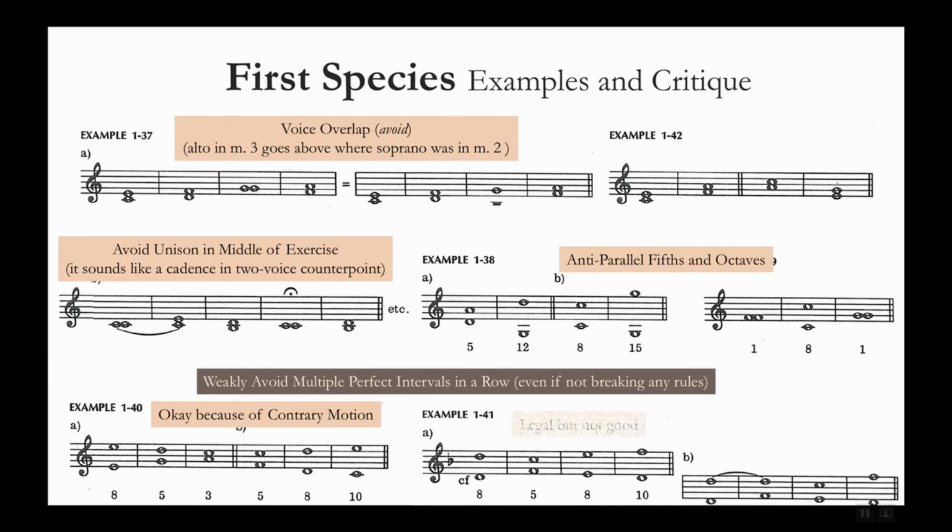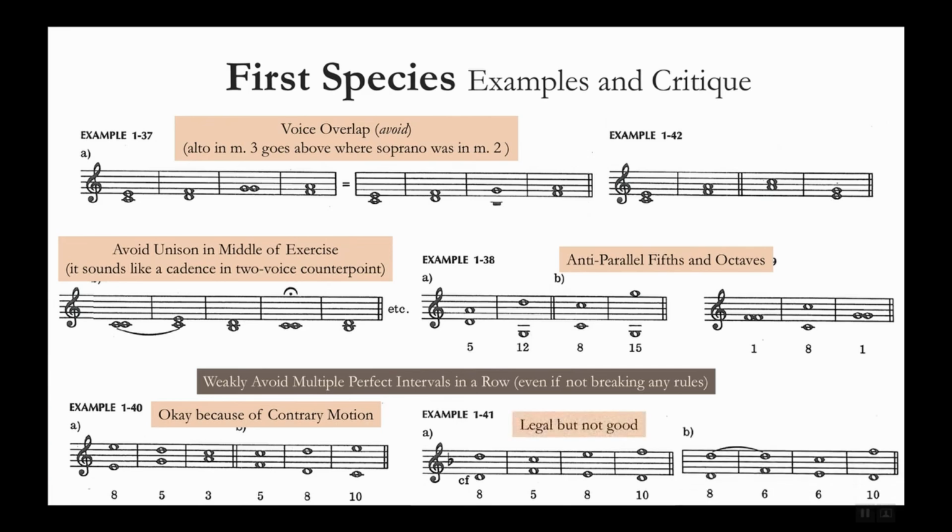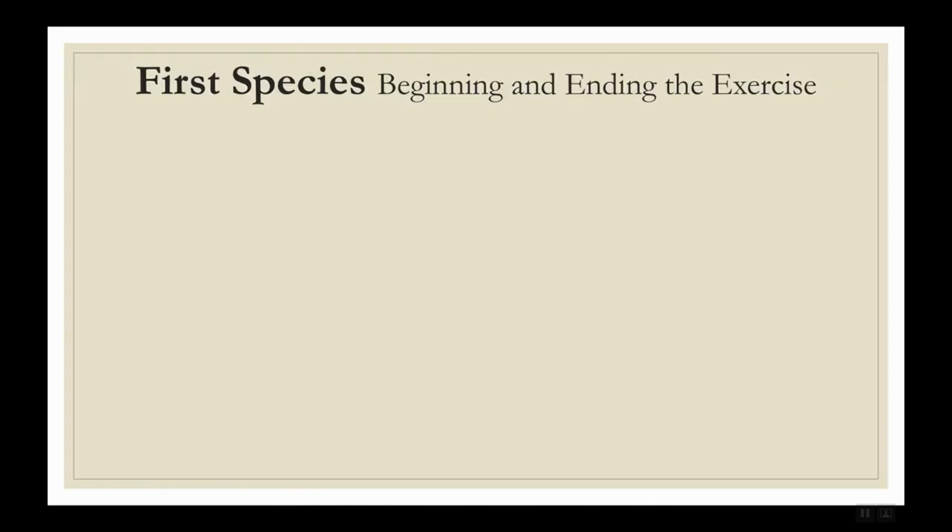It sounds fine, but here they fix it. See if you like this any better. So the idea there is instead of going 8, 5, 8, 10, where 8 and 5 and 8 are all perfect intervals, they're not breaking any rules, but it's not great. Then they go 8, 6, 6, 10. So there's only one perfect interval. So something to keep in mind.